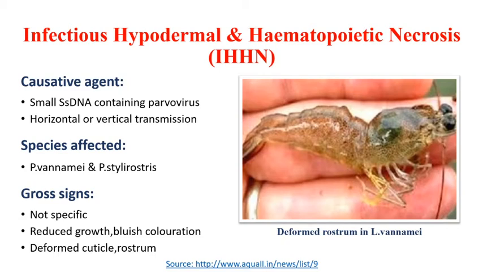The gross signs of disease are not specific to IHHN but may include reduced feeding, elevated morbidity and mortality rates, fouling by epicommensals, and bluish body coloration. IHHN can cause runt deformity syndrome and deformed cuticle and rostrum. We can see in this picture the deformed rostrum in the L. vannamei.